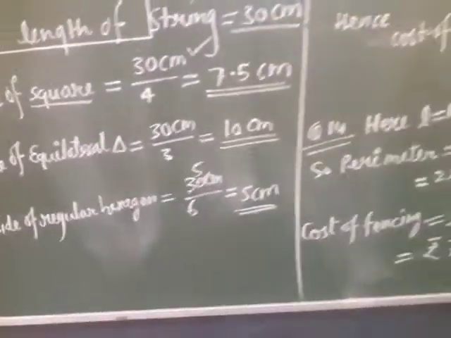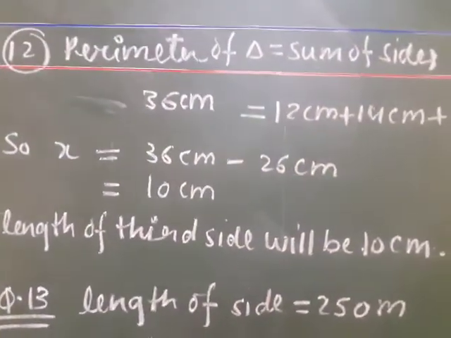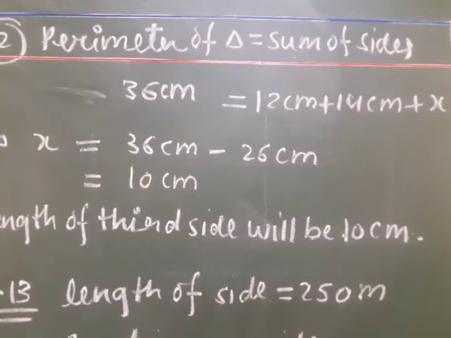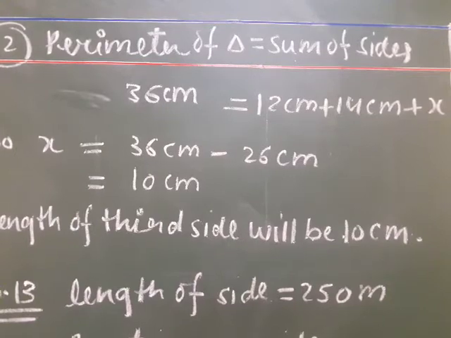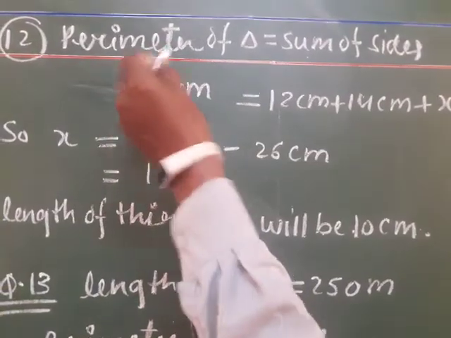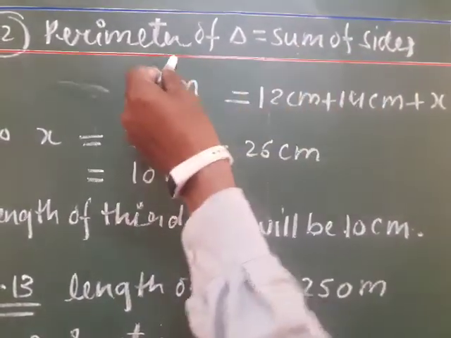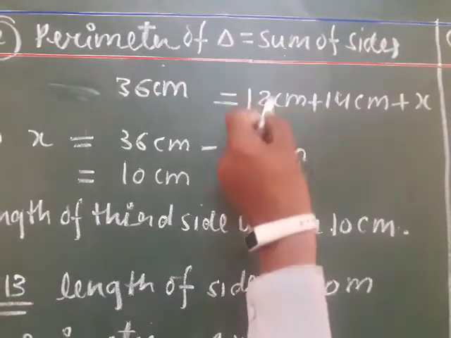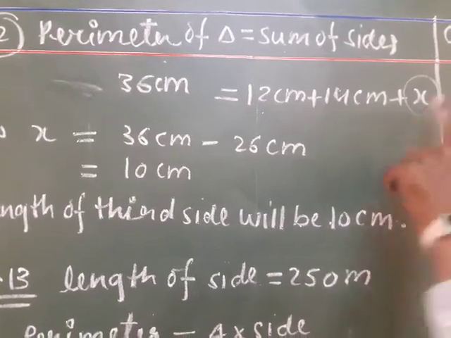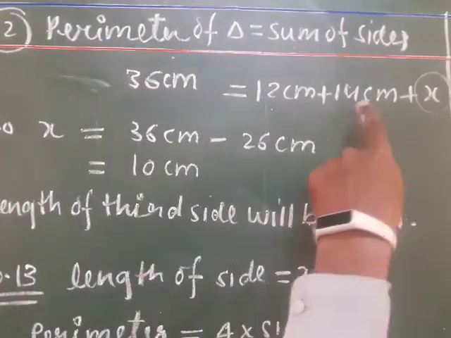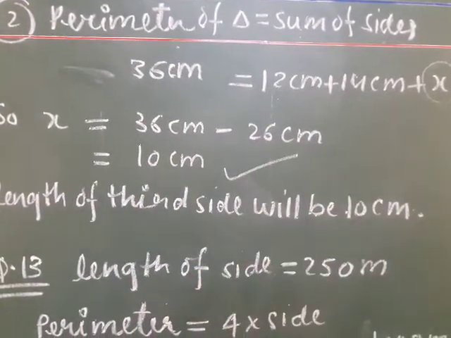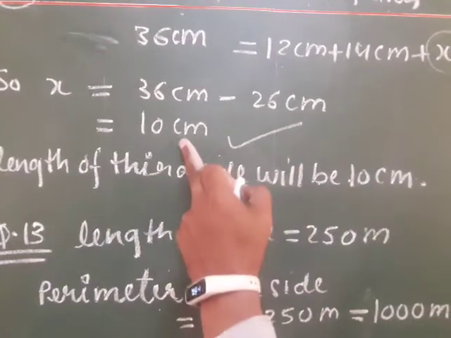Now going to question number 12. Here two sides of a triangle are 12 centimeter and 14 centimeter. The perimeter of the triangle is also given, 36 centimeter. What is the third side? Let us consider the third side is x. According to the question, the perimeter of the triangle is equal to the sum of the sides. The perimeter is 36 centimeter, and the sum of sides is 12 centimeter, 14 centimeter, and one unknown. So x is equal to 36 minus the sum of these two sides. 36 minus 26 centimeter, so the answer will be 10 centimeter. That means the length of the third side will be 10 centimeter.